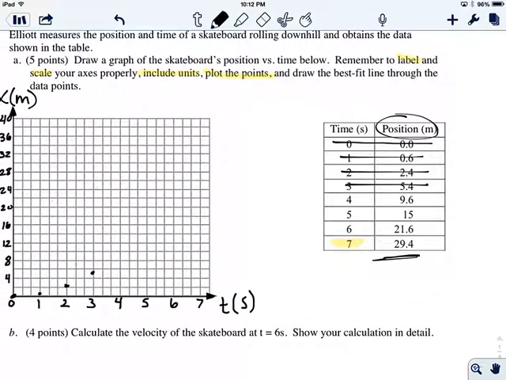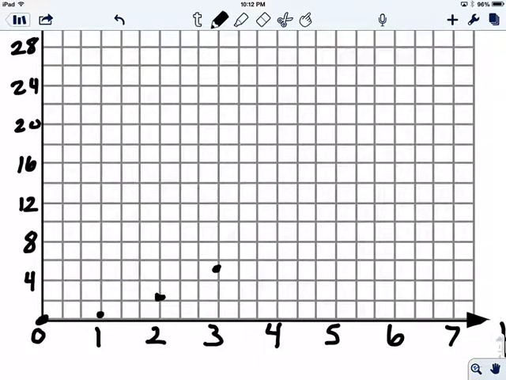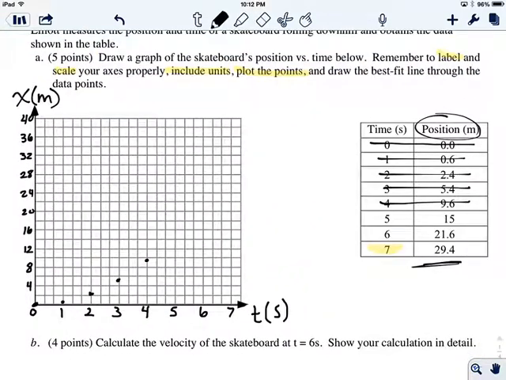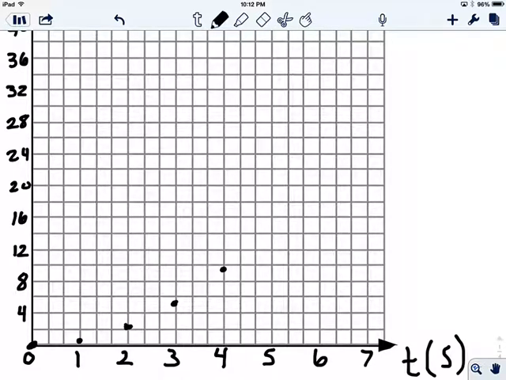There we go. Now 4 and 9.6. 4 and then just a smidge below the 10 line. There we go. All right, now 5 and 15. So there's 5. I'm going to follow it all the way up to, let's see, just halfway.